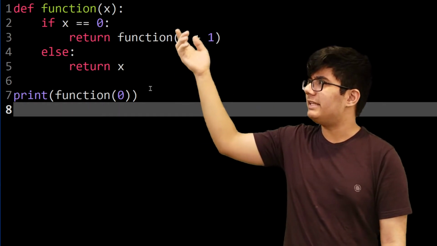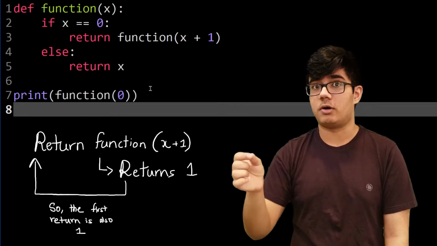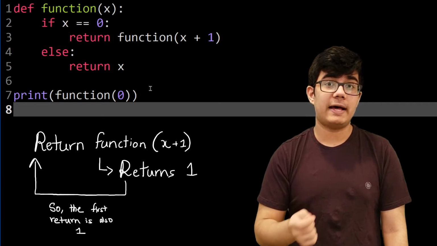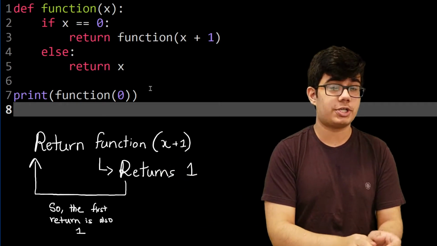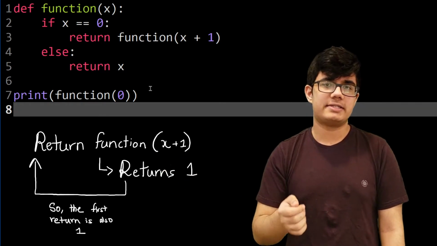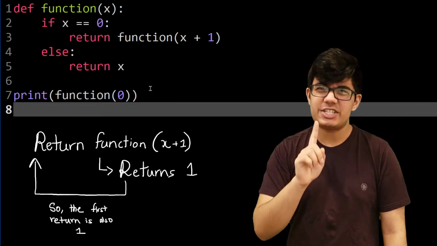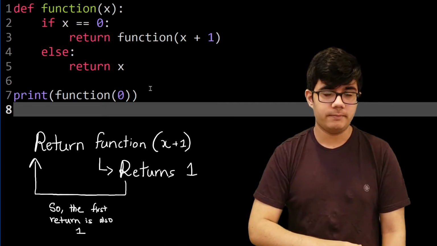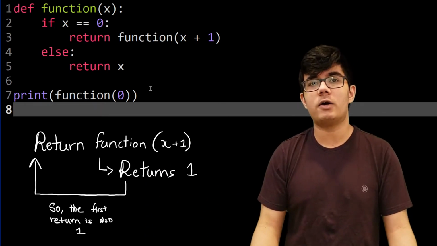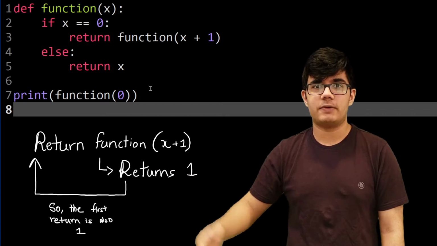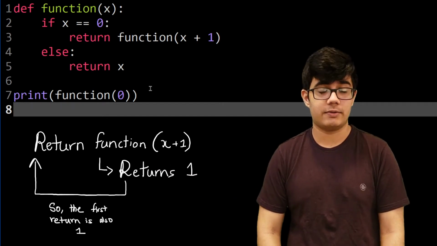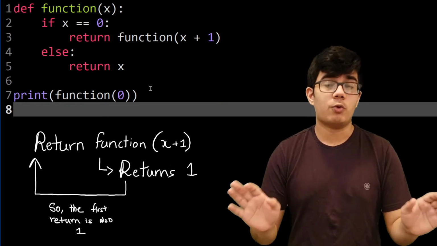So then, in the first time that we made the call, we're returning 1 because the output of function x plus 1 is equal to 1. So thus, in our initial call, we're returning 1, and thus we're printing out 1 when we call the recursive function outside of the recursive function itself, when we call it normally.